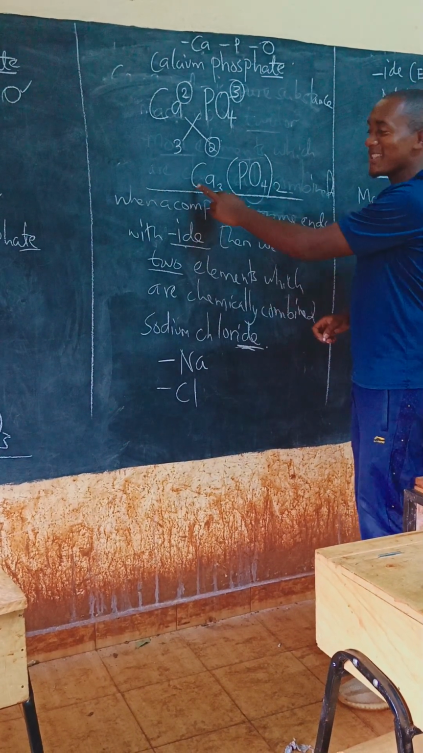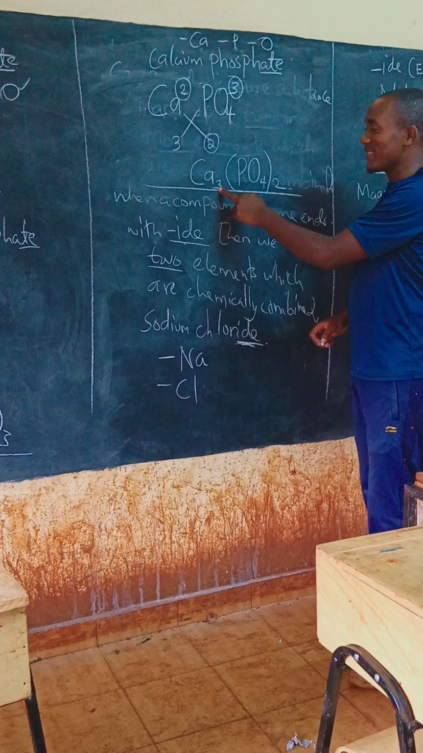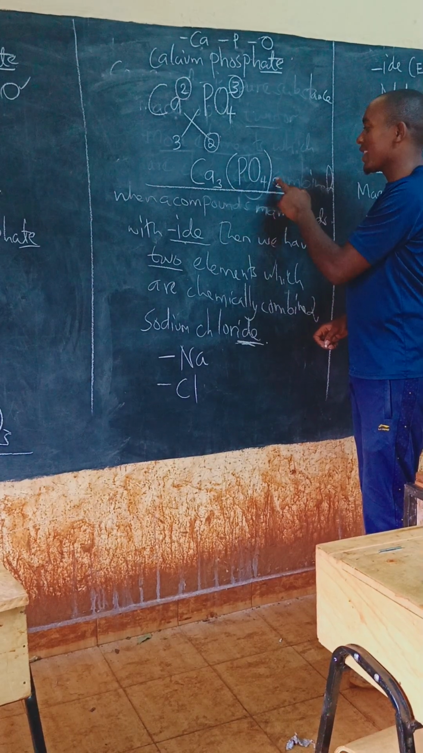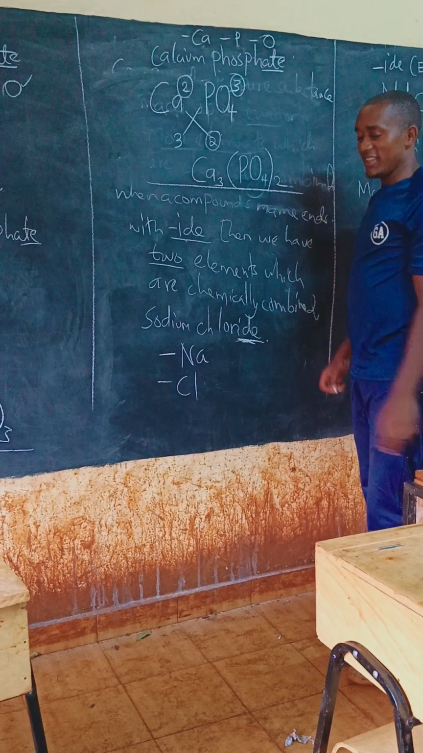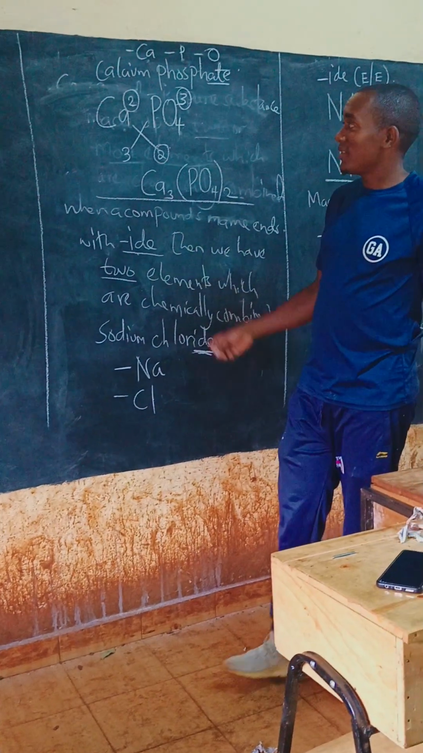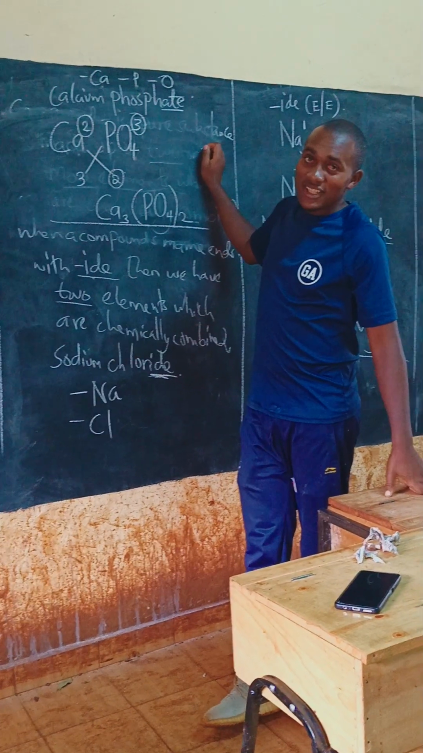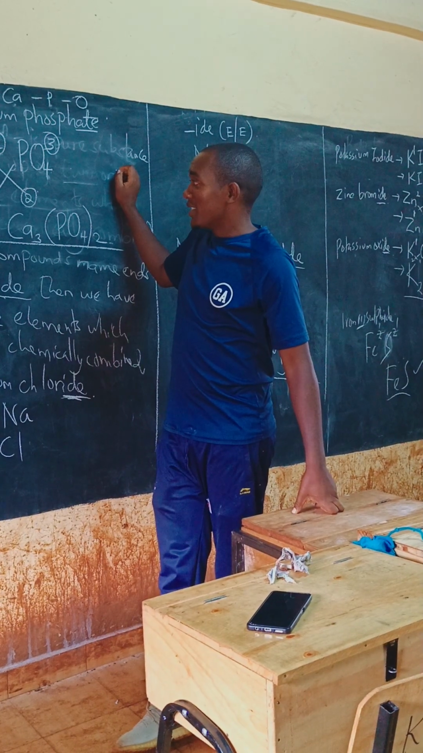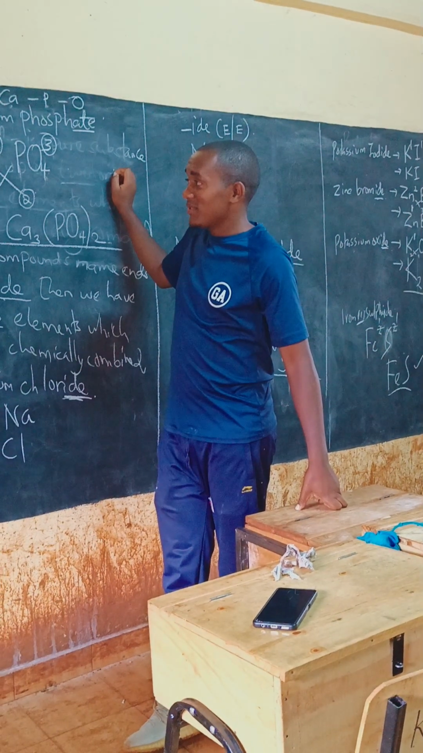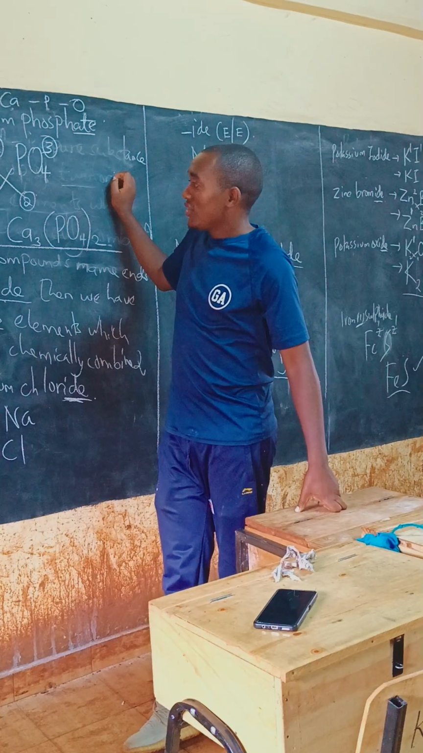Therefore, in this compound, it means that we have 3 calcium atoms, phosphorus atoms are 2, and oxygen atoms are 8. So, thank you. Any question that you inquire about writing the formula of a compound, you can send it to me so that we can talk about it.